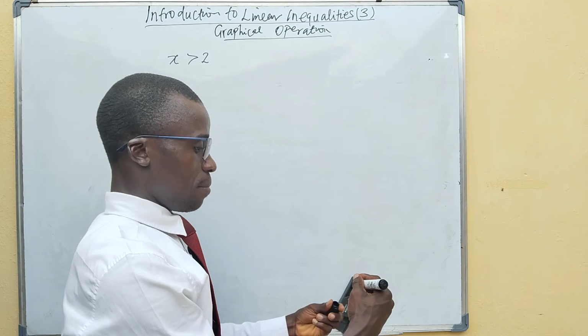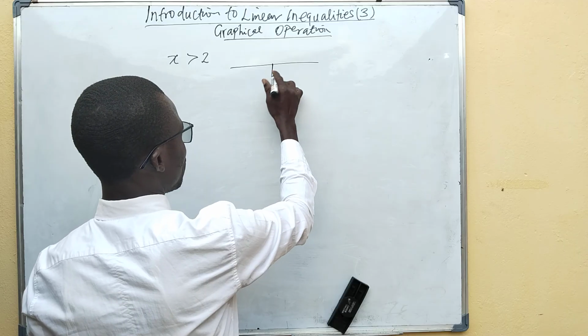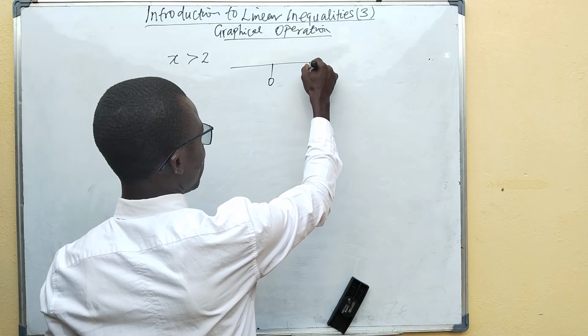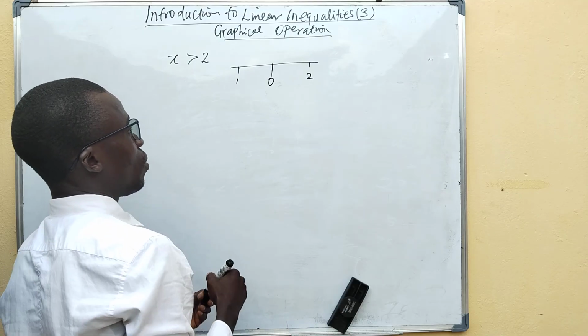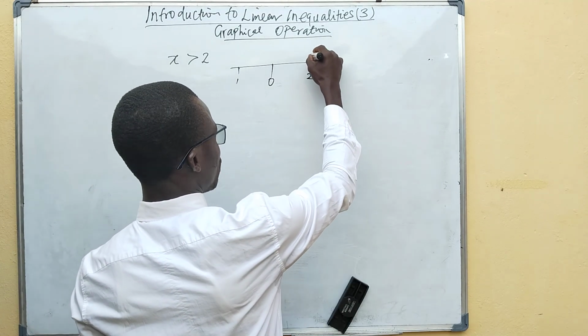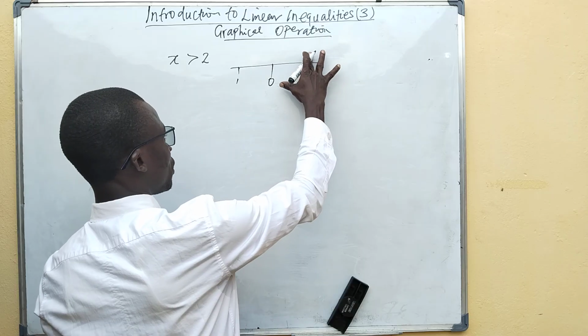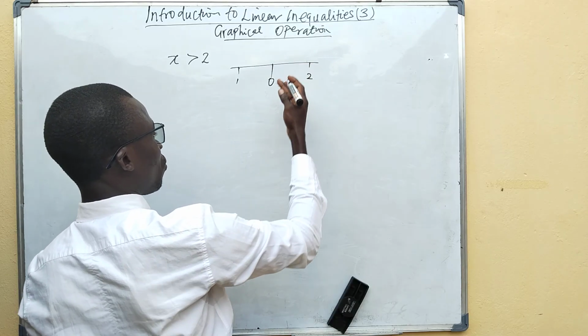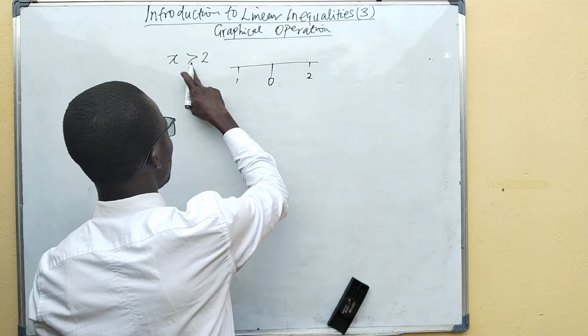Now, we can draw a line. Let's say this is 0, this is our 1, and this is our 2. We are not expecting you to do this at this point, since we are looking at a way to introduce graphs. So the only thing we do is show it on a graph.